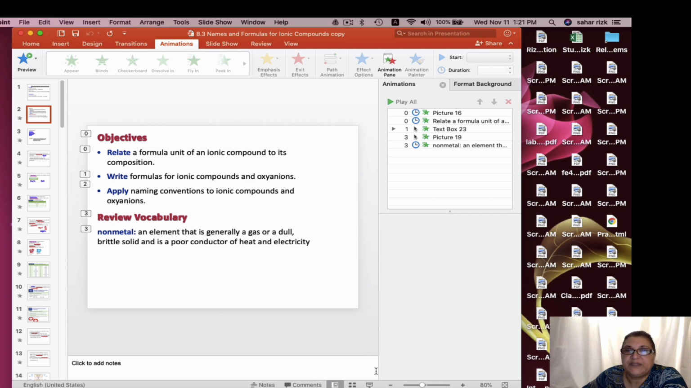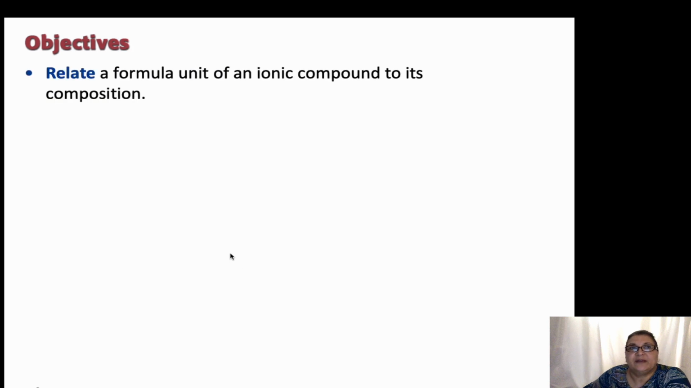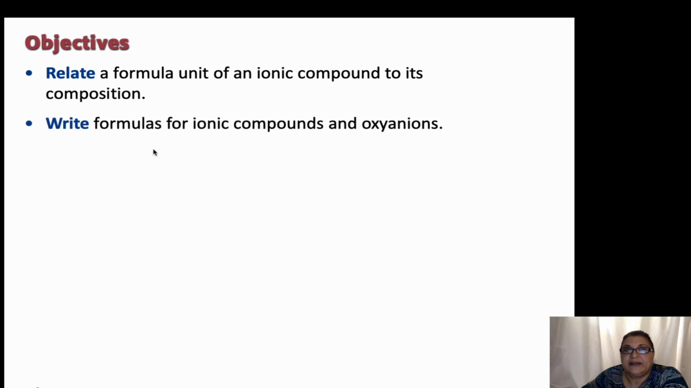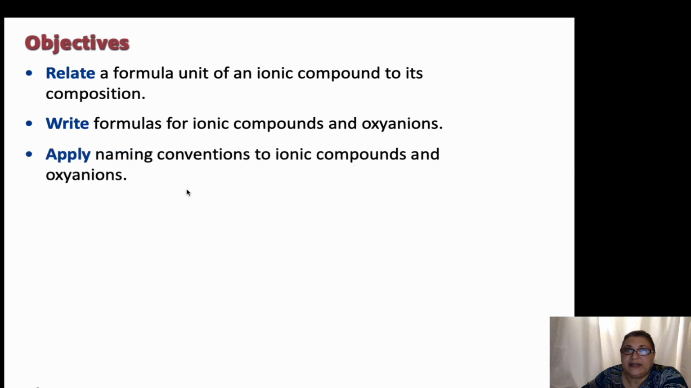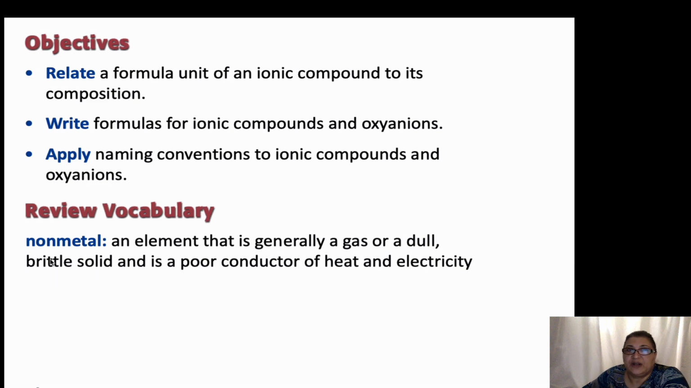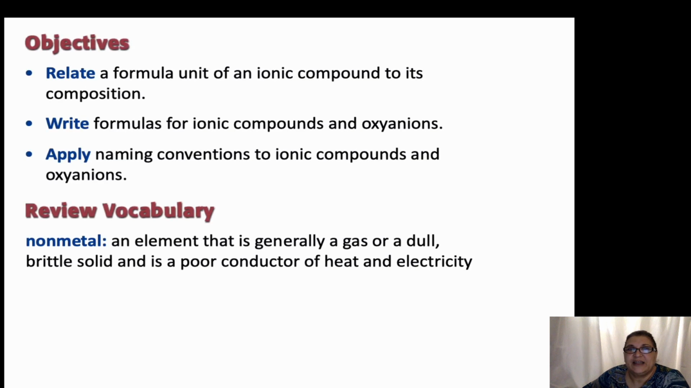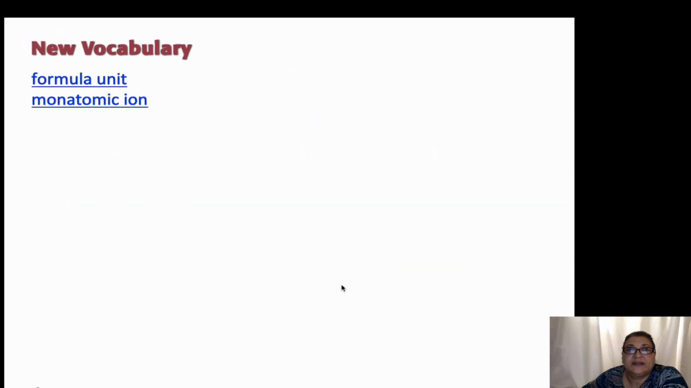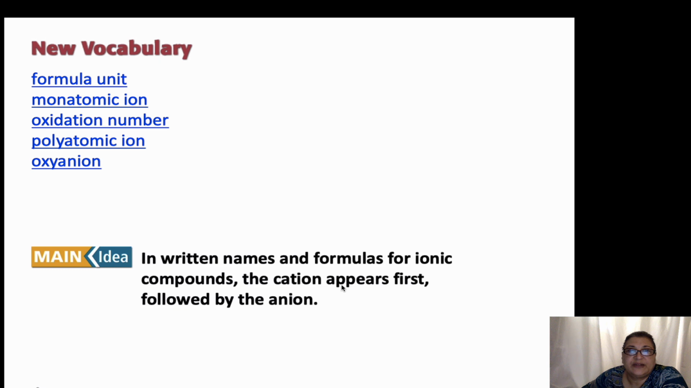Hello everyone. Today we're going to learn about formula units of ionic compounds, write formulas for ionic compounds, and name ionic compounds and oxyanions. Terms to review are nonmetals. Nonmetals are gases, and they're dull, brittle, and they do not conduct electricity or heat. Okay, these are the terms we're going to go over.